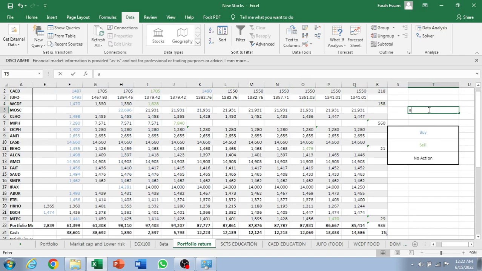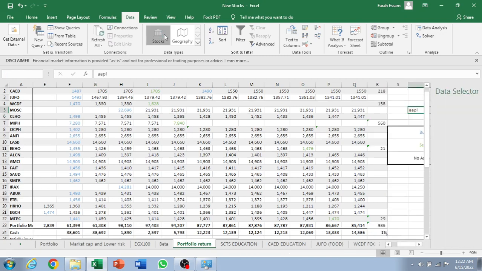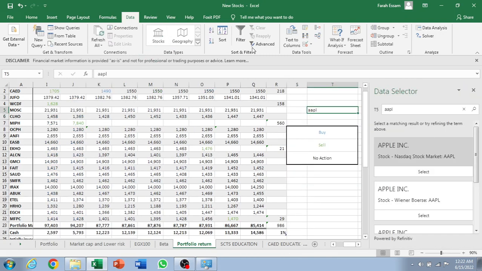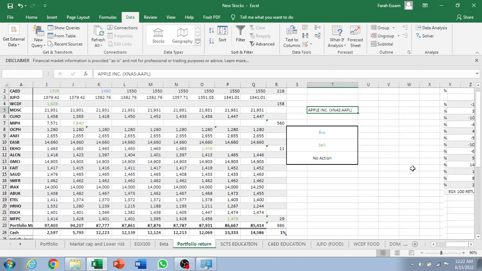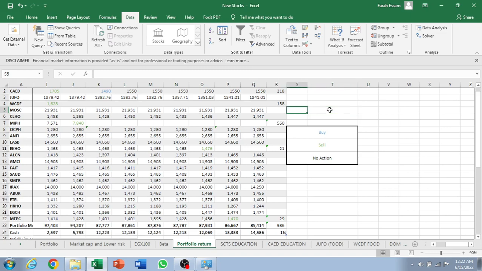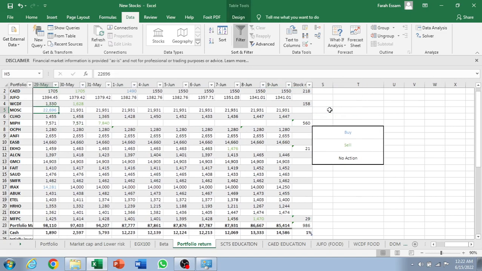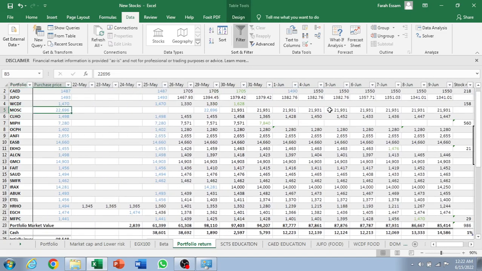So for example, if you want to get the stock for Apple, we just type the ticker or the name of the company, then click here and choose Apple, and then using this we can extract from this cell anything that we need, like the price or anything about the company, like industry or name. But this wasn't unfortunately available for the Egyptian stocks, so I had to put everything manually.